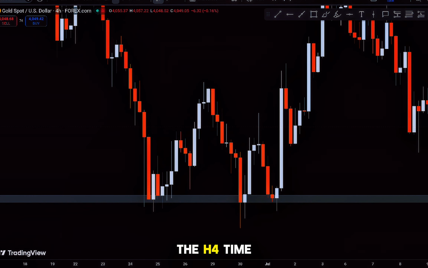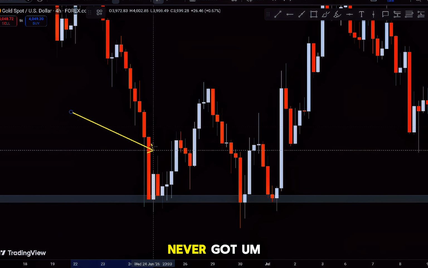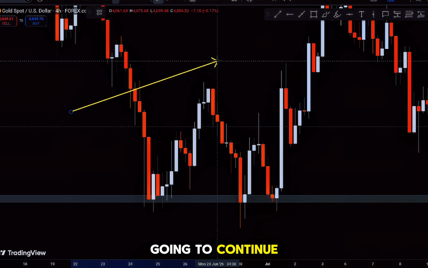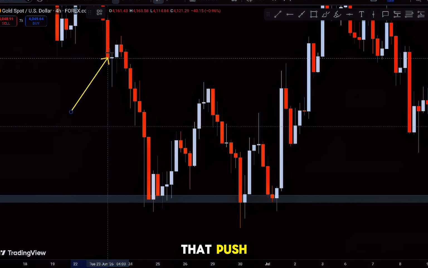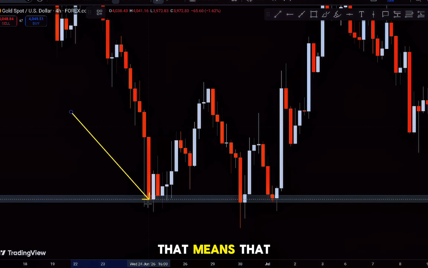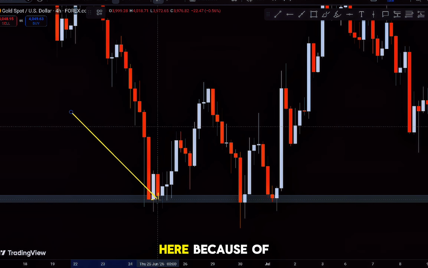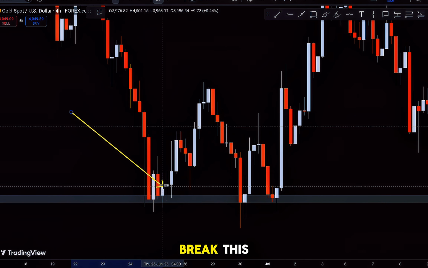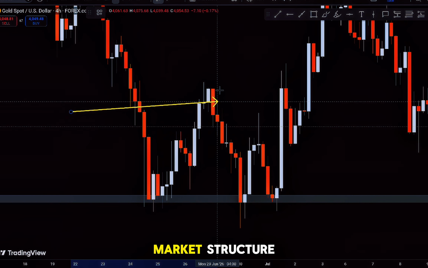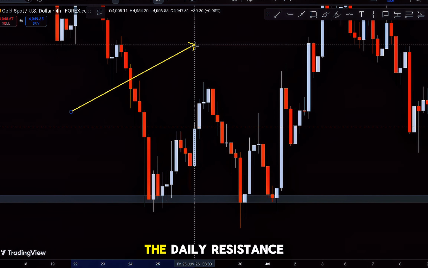So here in the H4 time frame, we can see that the first time market came to the level, we never got any breakout to tell us that the market was going to continue going up. The last level that pushed the price to the daily level in H4 was this resistance. That means that if market has to break and go to the upside, it has to break it from here. Because of that, since we didn't break, this market was telling us that there is still no change in market structure, so we cannot just take the trade and start to target the daily resistance.